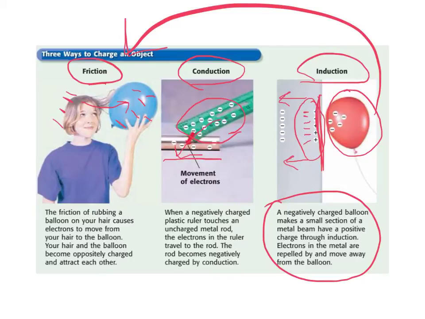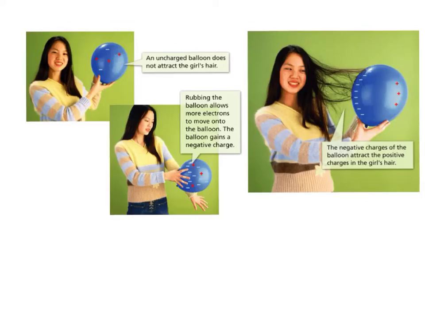So friction is rubbing, conduction is touching, induction is just getting a charged object close to something. Here's another example of how a charge is transferred. We have a balloon, and right now guess its charge. It's actually neutrally charged. You can see that there are 3 electrons and 3 protons, and so it shows that there's an equal number. So it's a neutrally charged balloon.